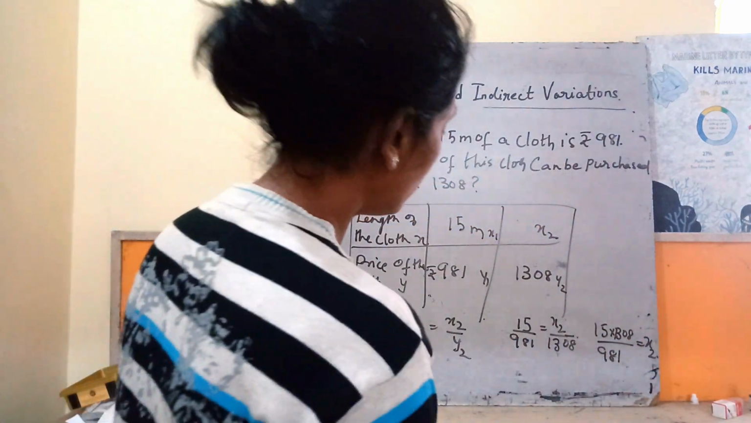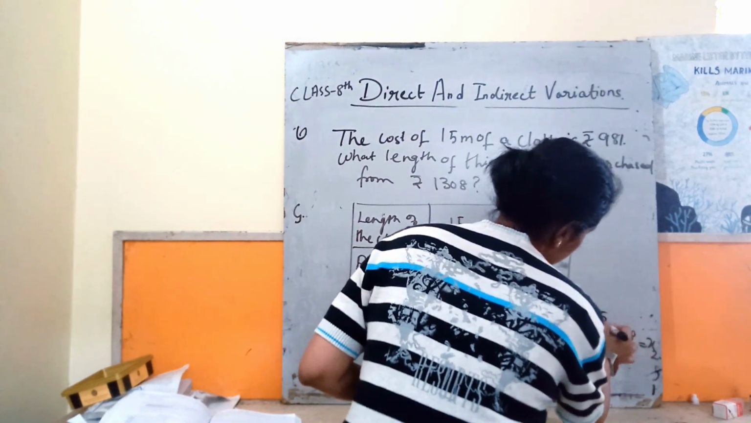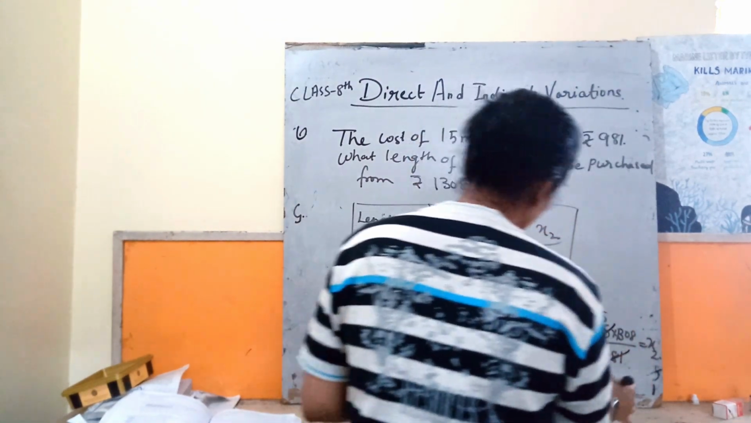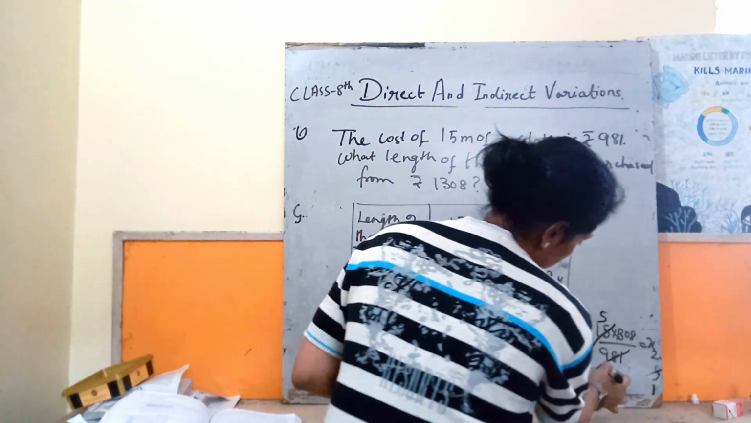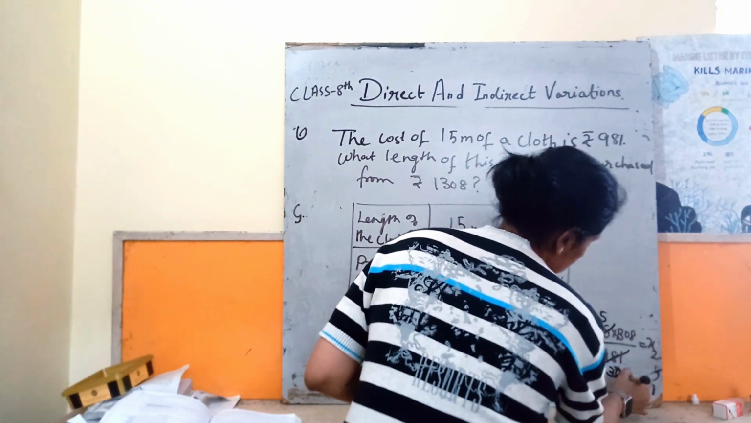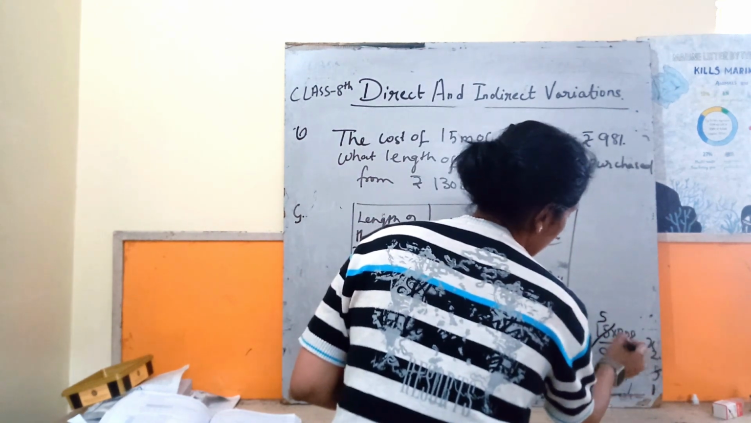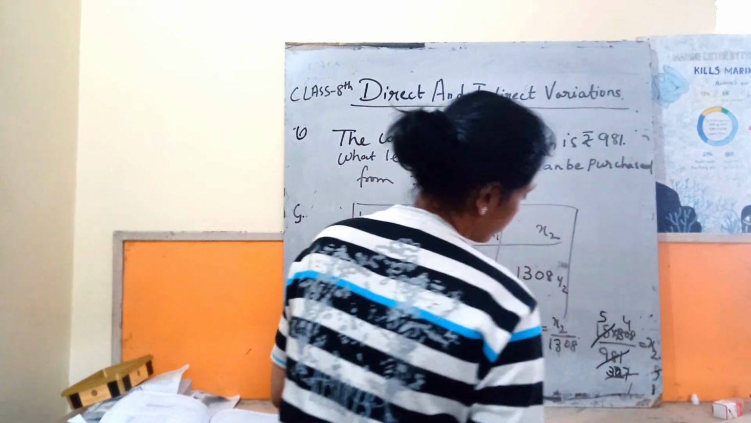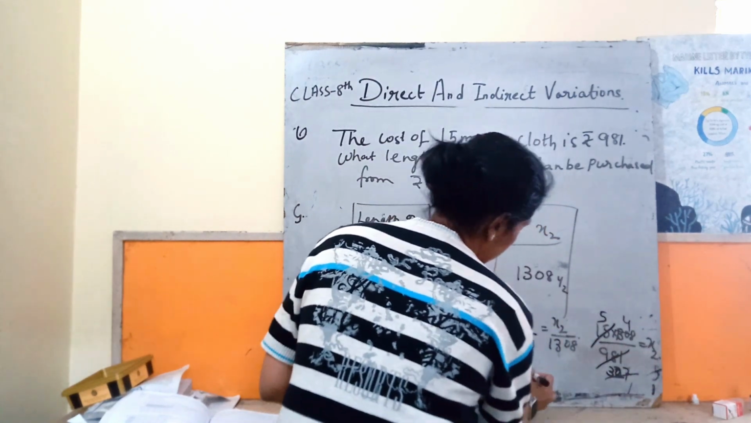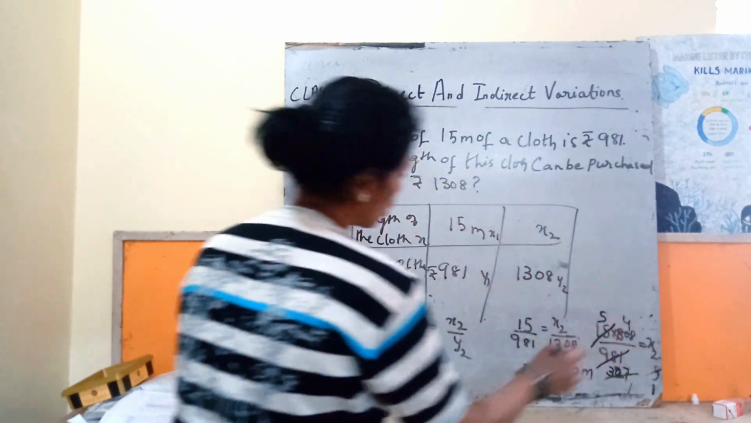Now how will we solve it? 5 3s are 15, then cancelling by 3: 3 3s are 9, 3 2s are 6, 7 3s are 21, 3 7s are 21. We are left with 5 into 4, that is x2 is equal to 20 meters of cloth.